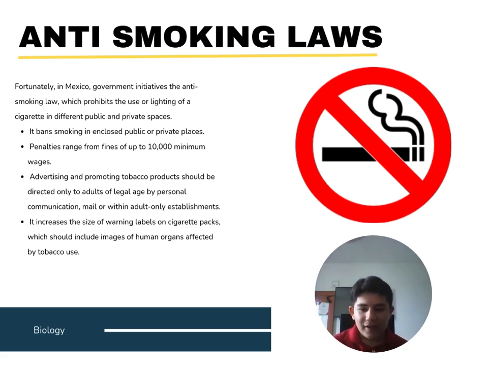Then it says that advertising and promoting tobacco products should be directed only to adults and not to teenagers. And if you promote this product, it has to be by personal communication like mail or message. To conclude with these laws, it says that it increases the size of warning labels on cigarette packs, which should include images of human organs affected by tobacco use, like the lungs.